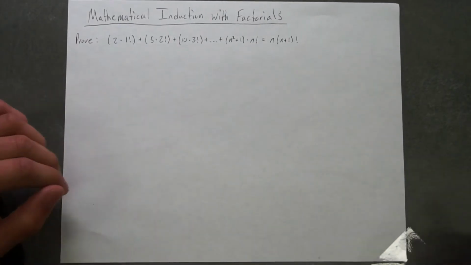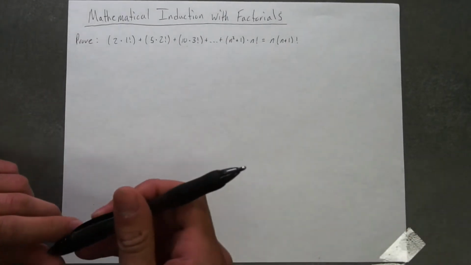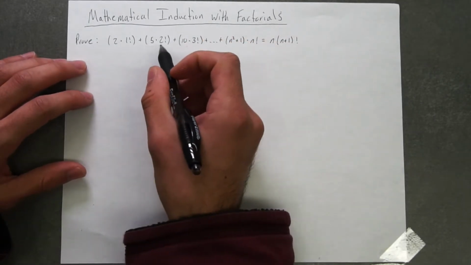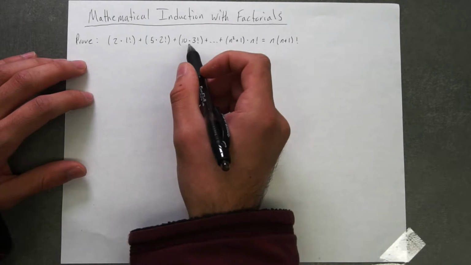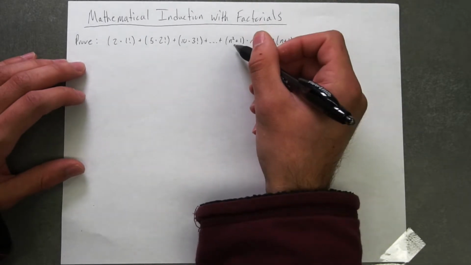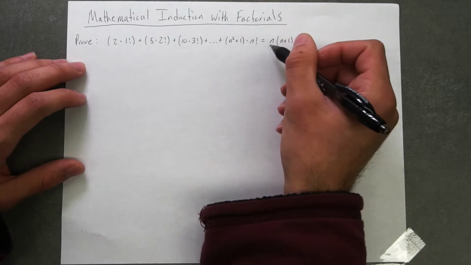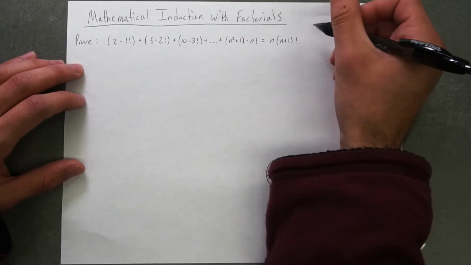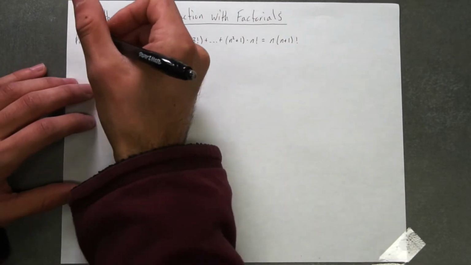So here's a mathematical induction with factorials problem. We have 2 times the factorial of 1 plus 5 times the factorial of 2 plus 10 times the factorial of 3 plus dot dot dot. We have n squared plus 1 times n factorial is equal to n times n plus 1 factorial. And we have to prove this by mathematical induction.